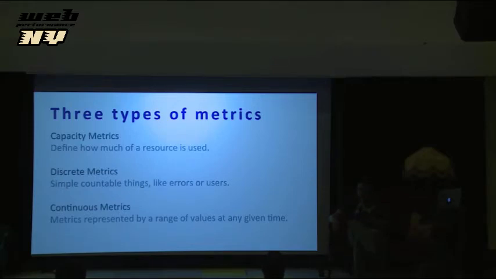And then we have continuous metrics, which represent a range of values at any given point in time. The point there is you can make your observation window smaller and smaller, but you will never arrive at a single value. You'll always have a range of values. So which of those metrics do we now pick for alerting, or how well are they suited for alerting on an incident?